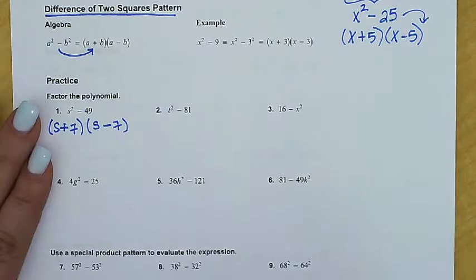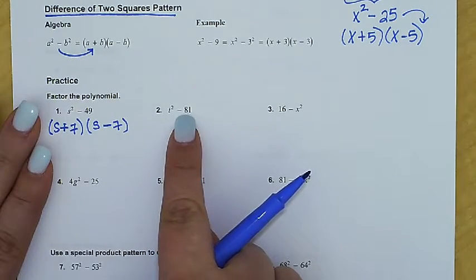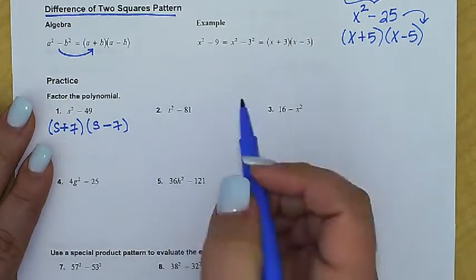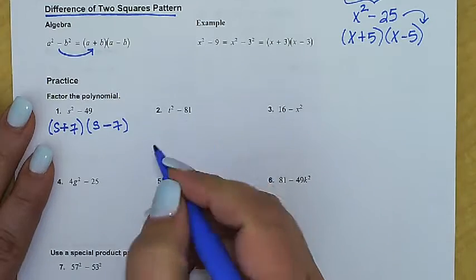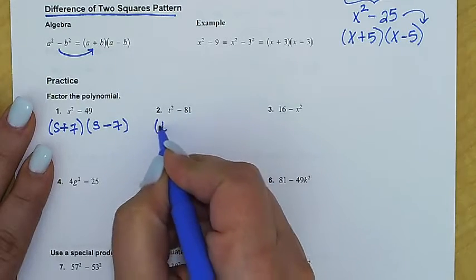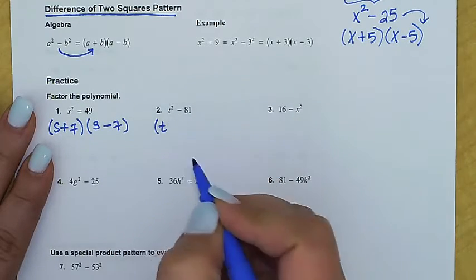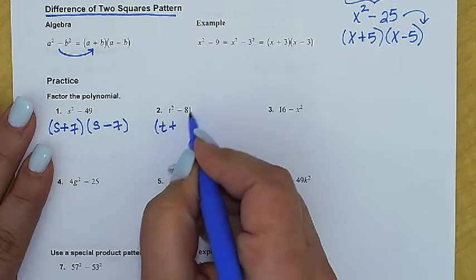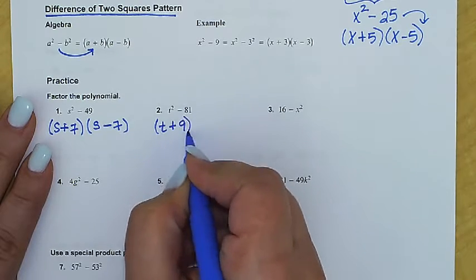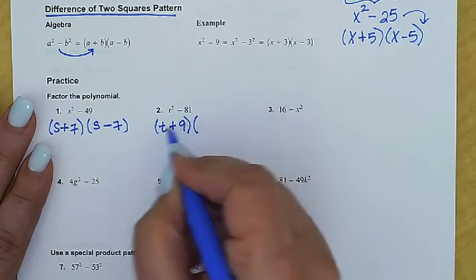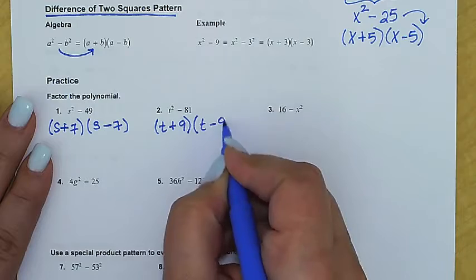Like I said before, the challenge is just knowing that you have to know it. So let's try number 2. You've got the difference of two perfect squares here. So we know that that factors to t, which is the square root of t squared, plus the square root of 81, which happens to be 9. And then the exact same thing, but with a subtraction in the middle.